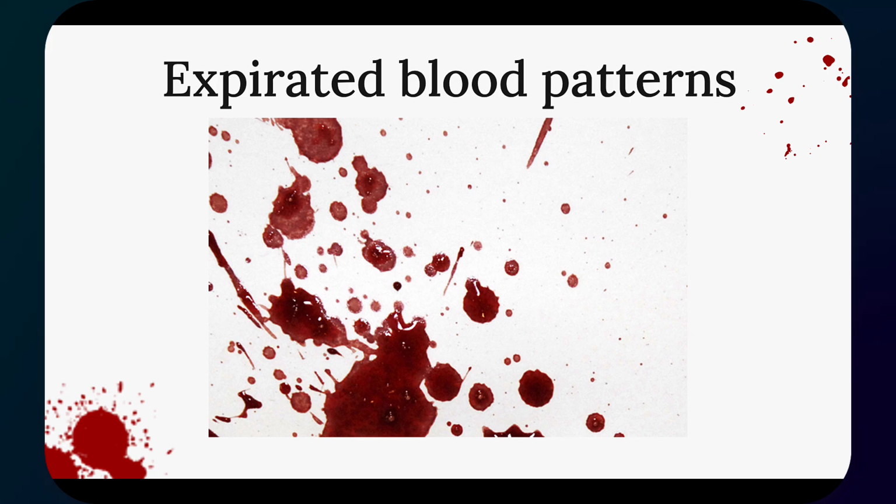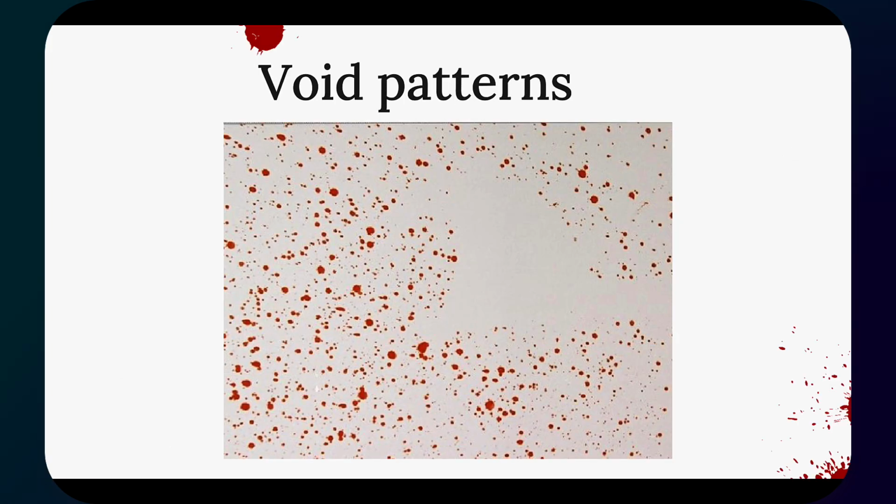A void pattern is created when an object blocks the deposition of blood spatter onto a target surface or object, and the spatter is deposited onto the object or the person that's in the way instead. The blank space on the surface or object may give a clue as to the size and shape of the missing object or person. Voids may be applicable for establishing the body position of the victim or assailant at the time of the incident.